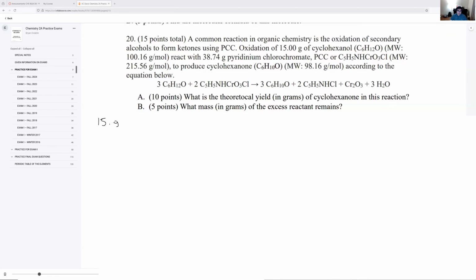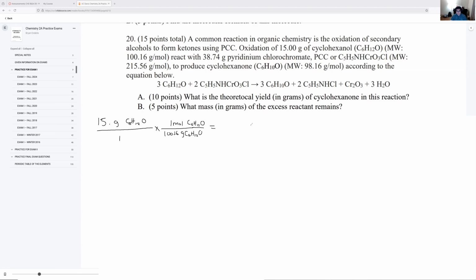cyclohexanol. I'm just going to write it as CH. I'll just write C6. I'll write the whole thing. C6H12O for cyclohexanol. We convert this into moles, just dividing by the molar mass. 100.16 grams of that per 1 mole. And then we're going to get some amount of moles.